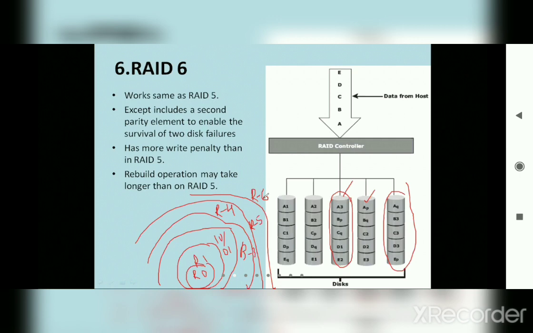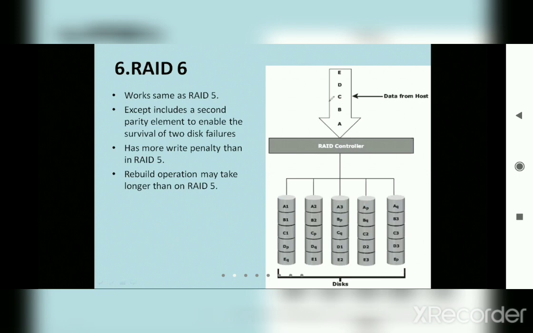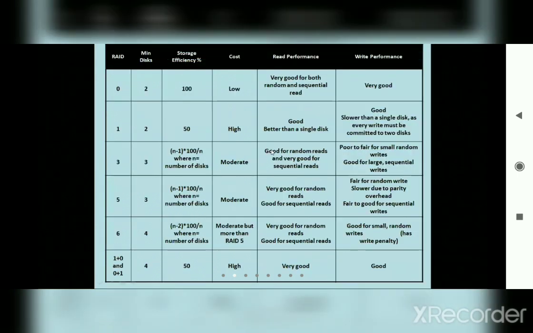Please remember, other than this, they are still coming up with new techniques. Hopefully we might get even RAID level 7 sooner. And the next one, you can see, is the overall consolidated table where we have the RAID levels, the minimum number of disks, the cost, the read performance, and the write performance.